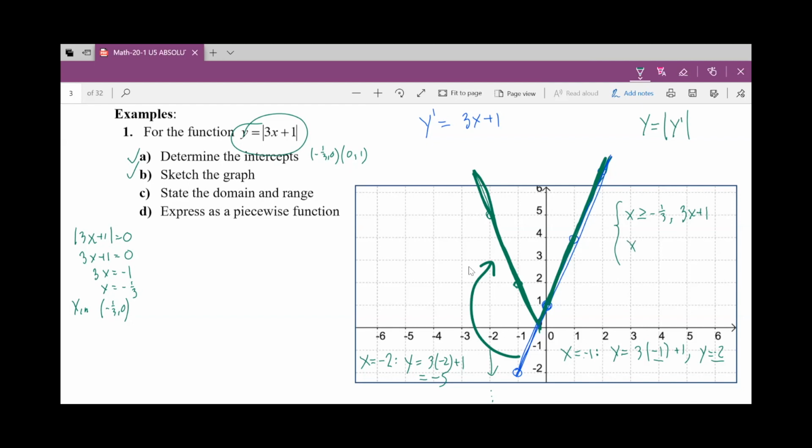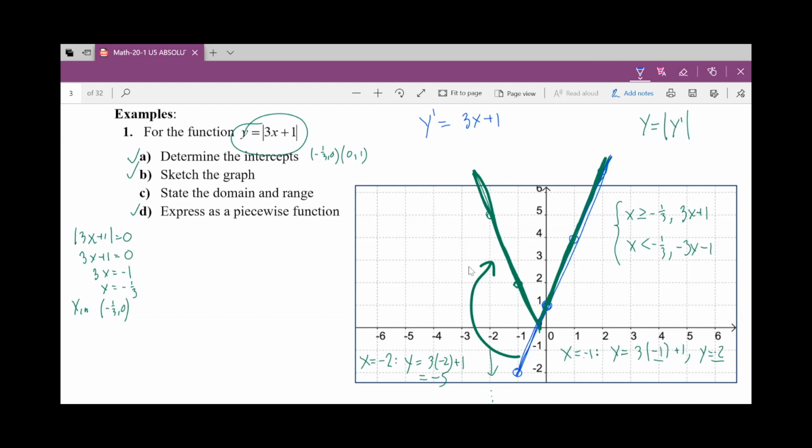And the part of the graph for x values that are less than negative 1/3 is going to be just the reciprocal of 3x plus 1, which is going to be negative 3x minus 1, just like that. There's the 2 piecewise functions. So we can knock off question D now, and we are left with the domain and range of the absolute values. Let's change colors again, and let's look at the domain and range of the line in green.